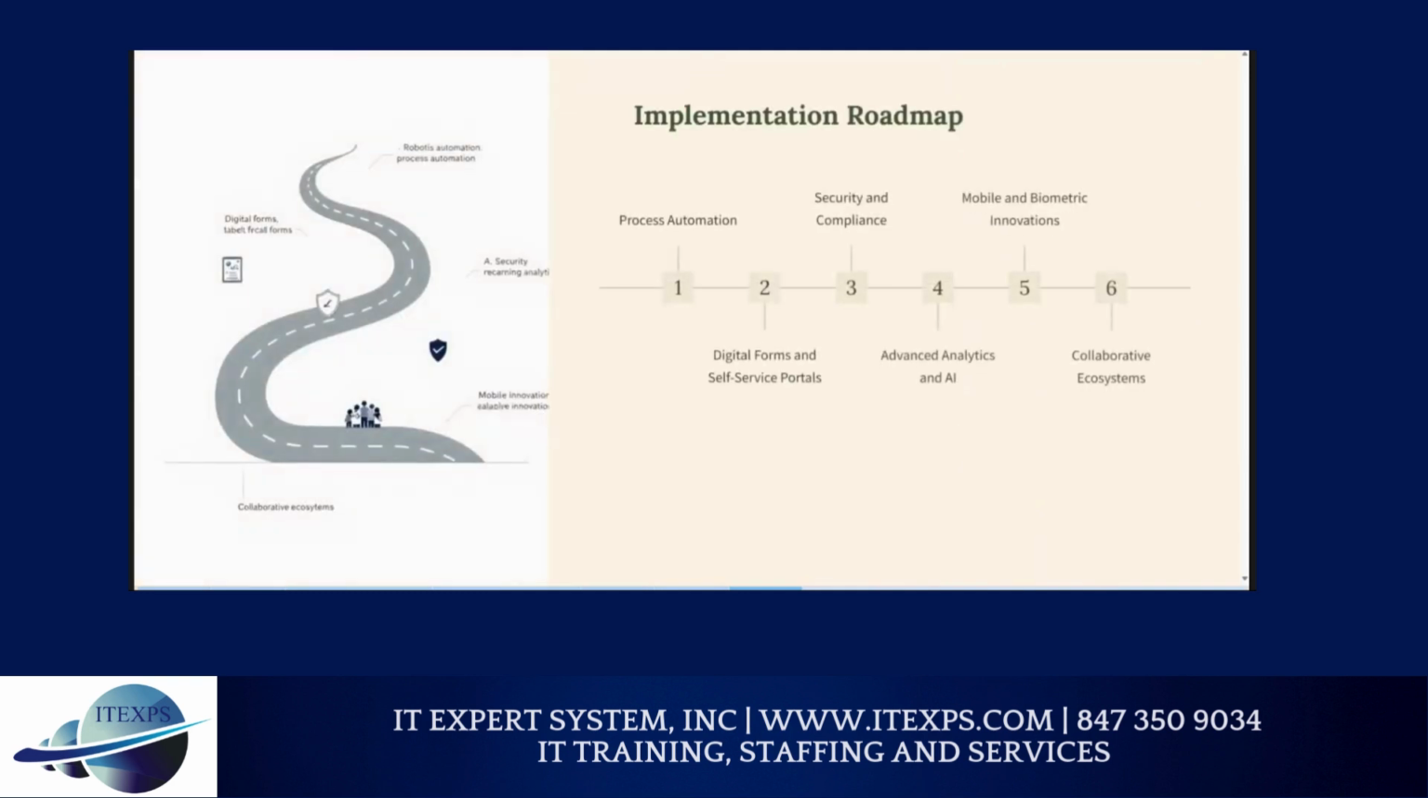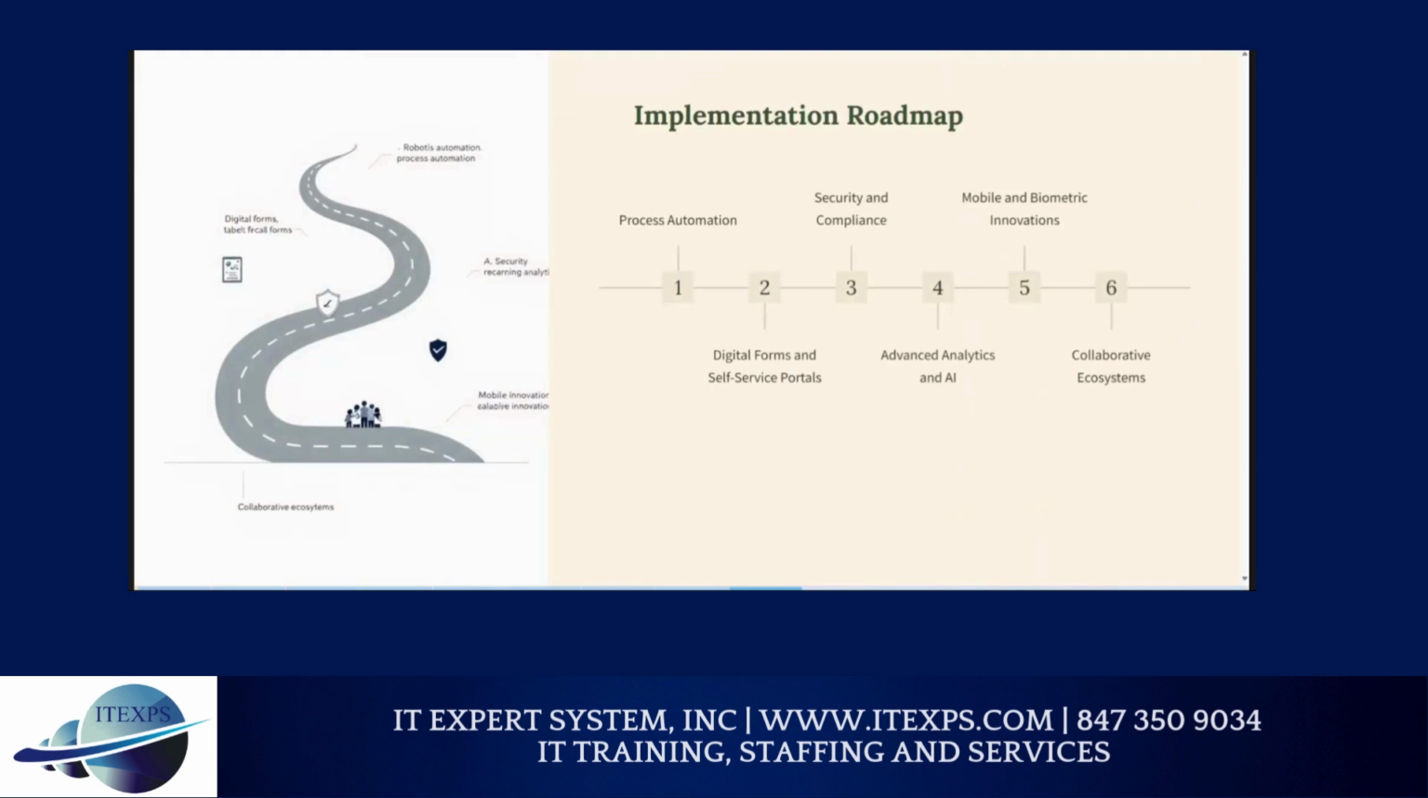Next, we have the implementation roadmap. Let's discuss transforming the mortgage application process through cutting-edge technology and customer-centric innovation. First, we have process automation. Robotic process automation handles repetitive tasks like data entry and compliance checks, significantly reducing processing time and minimizing errors.